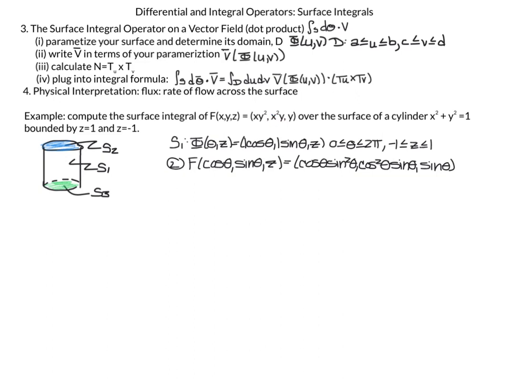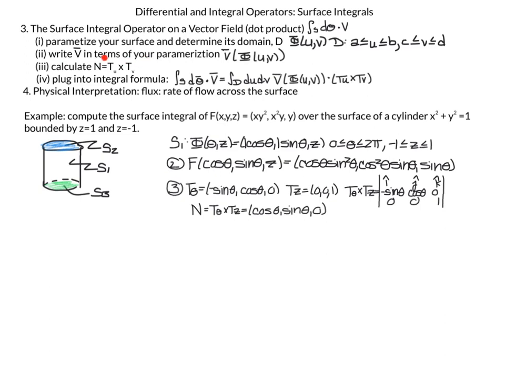My second term is x squared times y. So x squared will give me cosine squared theta, and y gives me sine theta. And finally, for my last coordinate, I'll put my y. So sine theta is in my third coordinate.